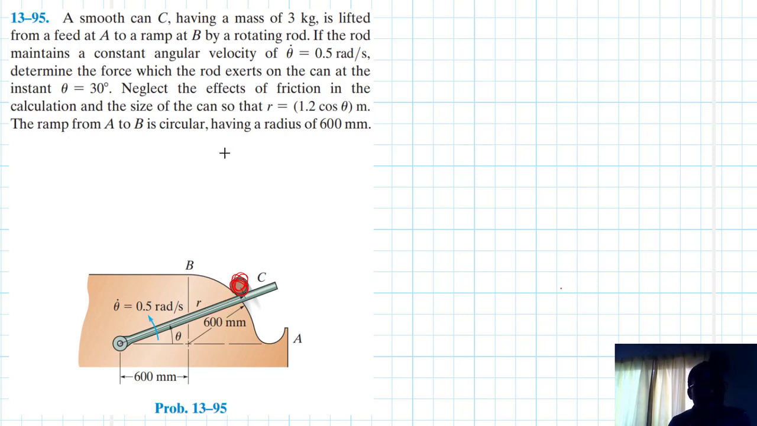Then we've been asked to determine the force which the rod exerts on the cane at the instant theta equals 30 degrees. And then we've been given the rest of the information here, r, which determines the path of this cane, and so on and so forth. Alright, so let's draw the free body diagram.